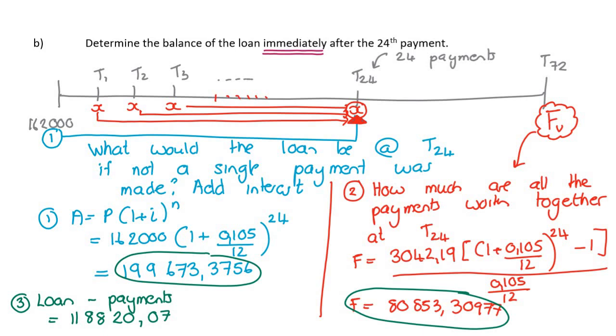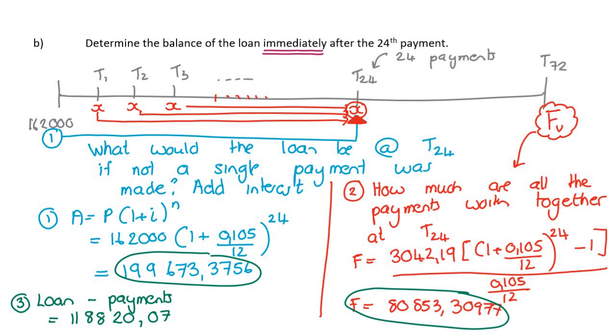So let me just discuss this again. My first step is to pretend that you didn't make a single payment and find out what a 162,000 Rand loan would be worth after 24 months if you didn't make a payment. Then you actually did make payments. You made 24 payments. So what is the value of all of those payments together at the end of 24 months, which is a future value annuity? And then you subtract the two. So that is my loan balance immediately at 24 months.